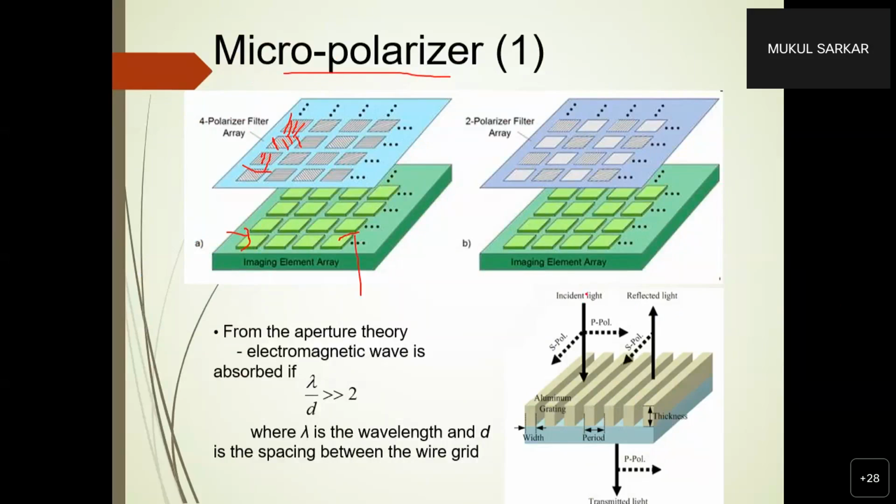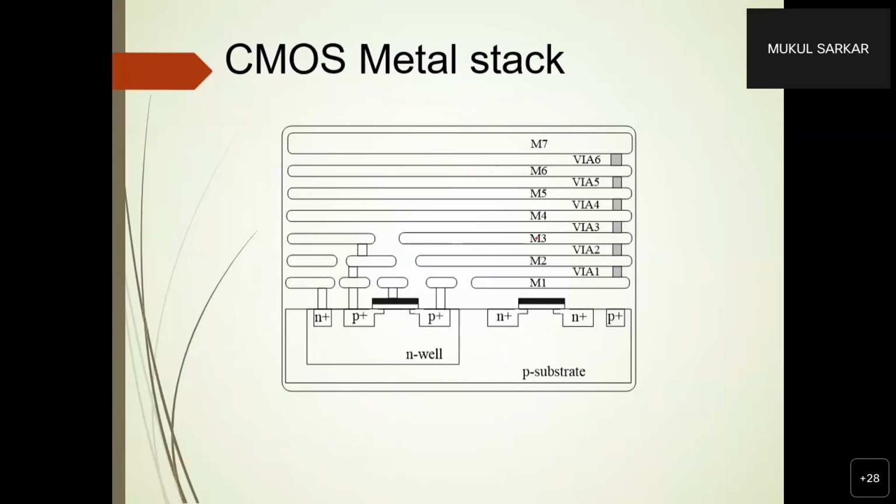In order to distinguish between p polarized and s polarized light passing through this grid array, you must satisfy that your lambda by d, where d is the pitch of this grid, must be much greater than 2, right? This condition must be satisfied. Only if the incident light is unpolarized, then the reflected or the transmitted light will be polarized in nature. So what we did, we used the metal stacks of a CMOS.